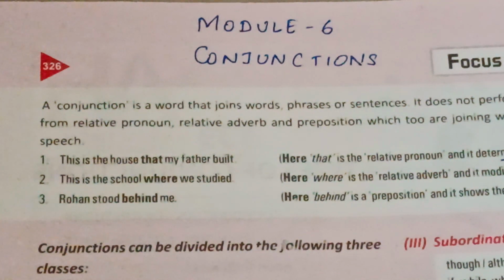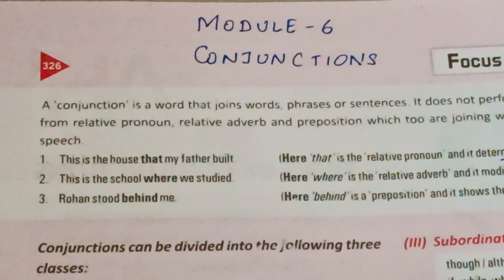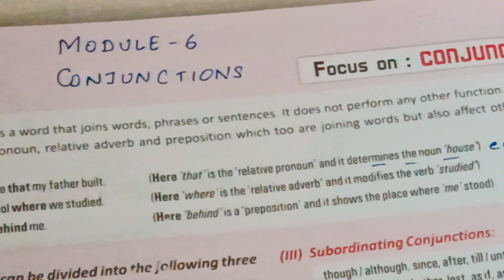Now, coming on to the second example, this is a school where we studied. Here, where is a relative adverb because it modifies the verb, which is studied. Then we have Rohan stood behind me. Here, behind is a preposition because it is showing the position where Rohan is standing, right?